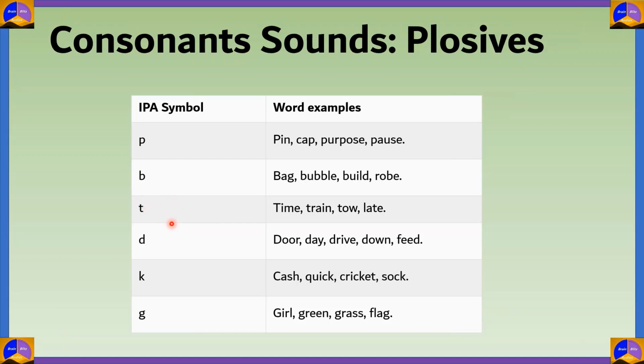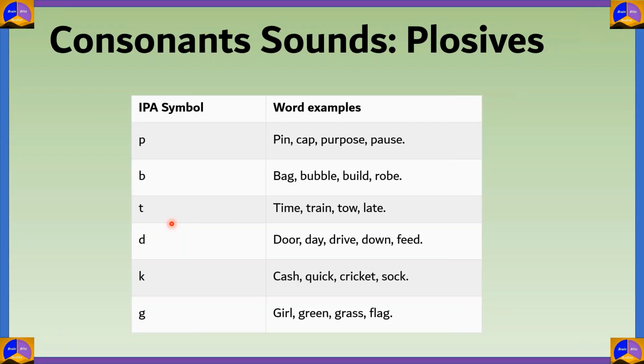Now, this sound is produced by placing the tip of the tongue at the ridge between the top of your teeth. So the roof of the mouth, which is close to the top of your teeth, that's where you place the tip of your tongue. So you get the T sound. Again, this sound is unvoiced, so you don't have to strain your vocal cords for it. Examples for words including the T sound include the words time, train, tau, late, etc.